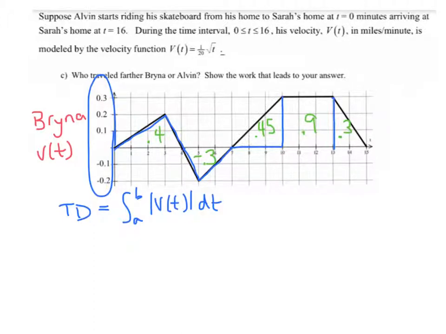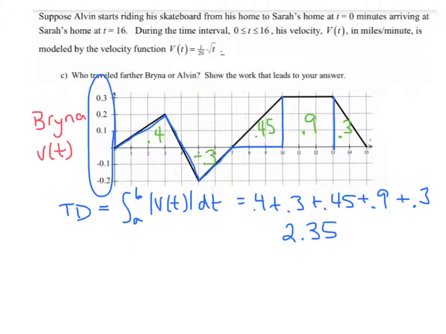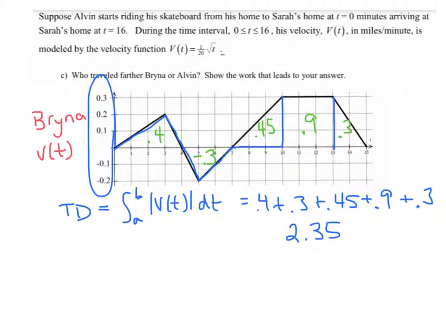All right, so if I'm talking about the total distance for Brina, that means I am going to do the absolute value of each of these areas. So I'd have 0.4 plus 0.3 plus 0.45 plus 0.9 plus 0.3. When I add that up, I get, I think, 2.35. And that is measured in miles. All right, so that's Brina.